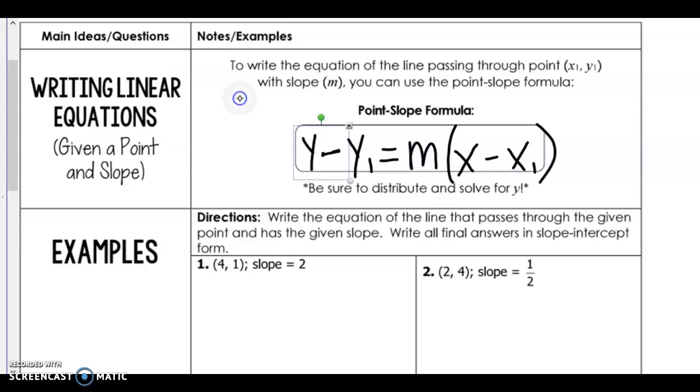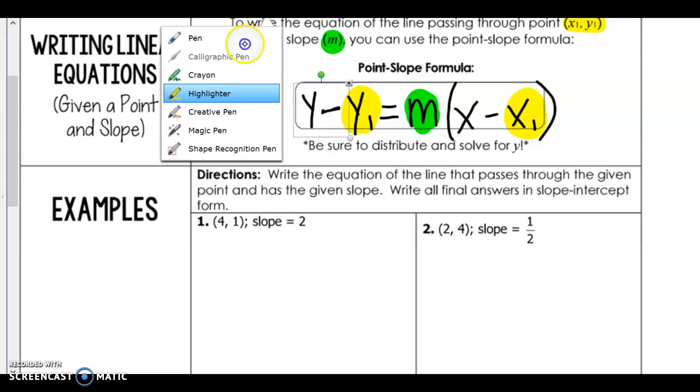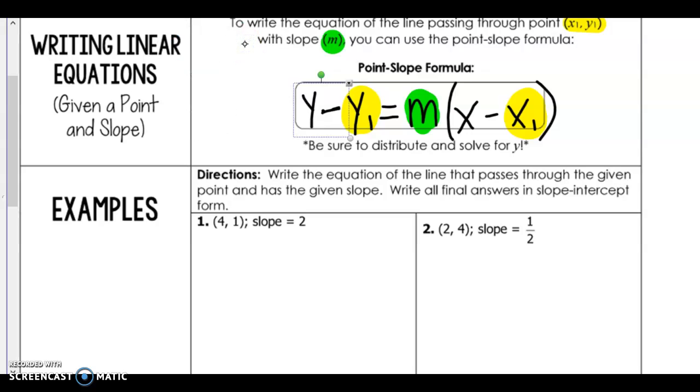So we'll use it when we're given a point. You're going to plug in your x1, whatever you're given there, and then you'll plug in your y1. And then you're going to be given a slope as well, and you're going to plug that in front of the parentheses. If we look at number 1 and 2, we'll do those two together. And if you have more questions or need more examples, just let me know, and I can make an additional video for you guys.